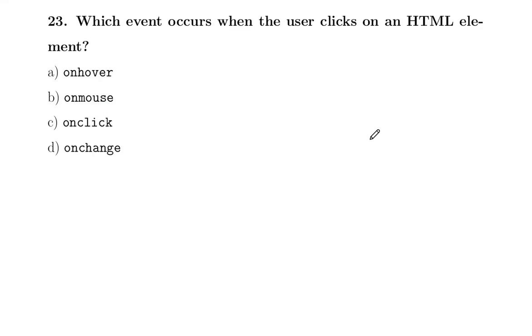Which event occurs when the user clicks on an HTML element? Obviously, here they are talking about click, so the correct option is onclick, not onhover, not onmouse, not onchange. The correct option is onclick.